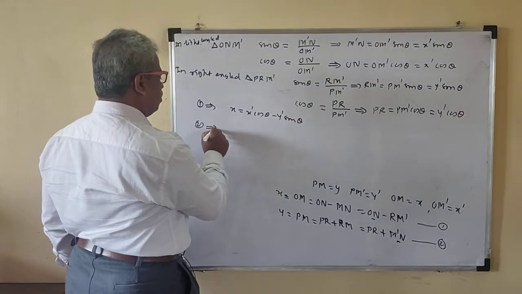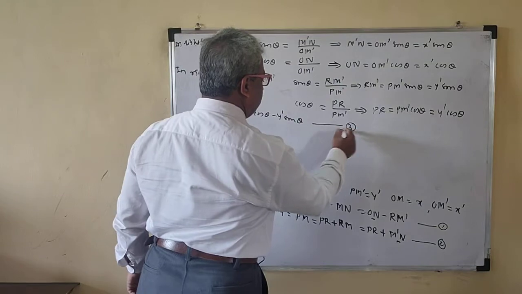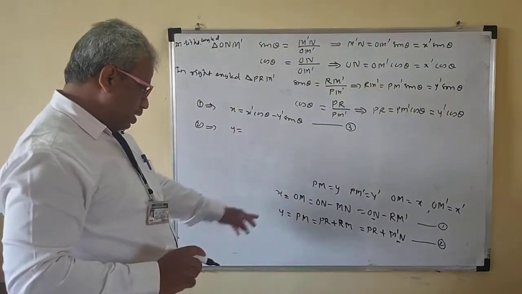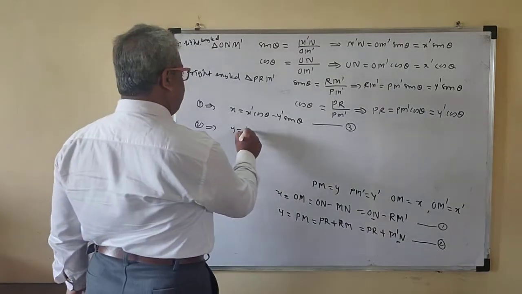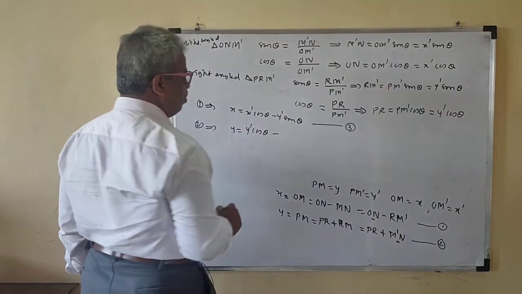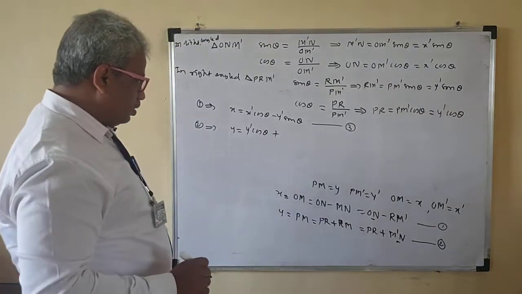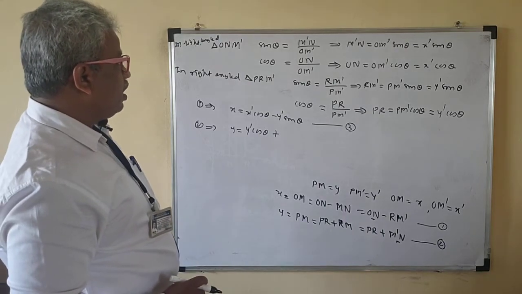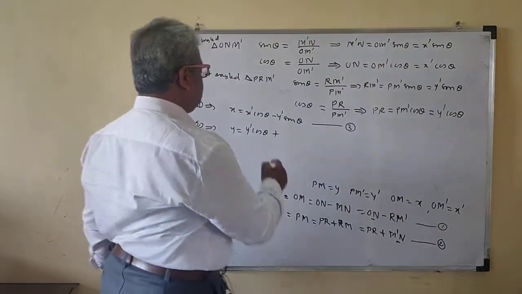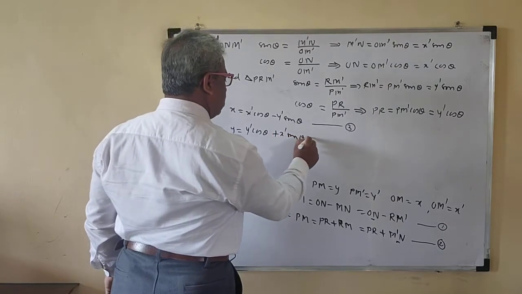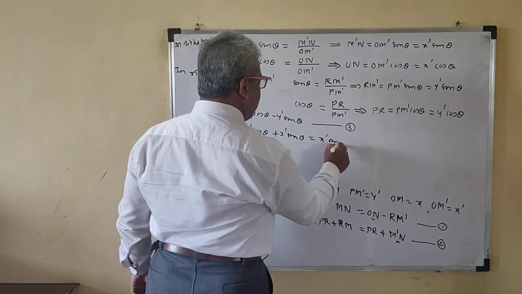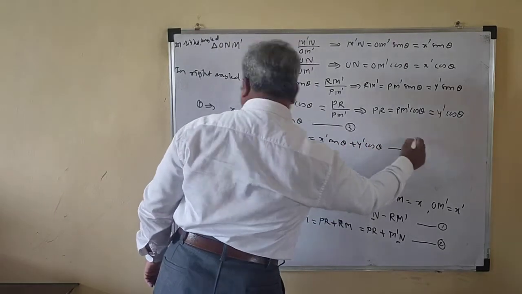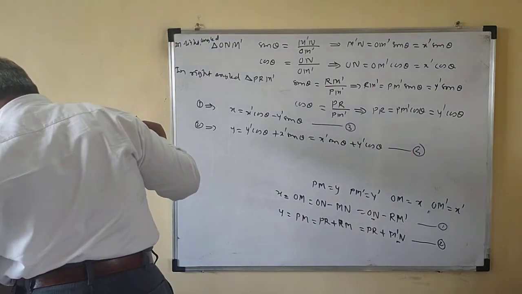So 2 implies... I will call this 3 now. 2 implies y is equal to what? PR. What is PR? y prime cos theta plus M prime N. Where is M prime? Yes, M prime N is here. That is x prime sin theta. So we will rearrange this. This is x prime sin theta plus y prime cos theta. Okay. And I will call this 4.